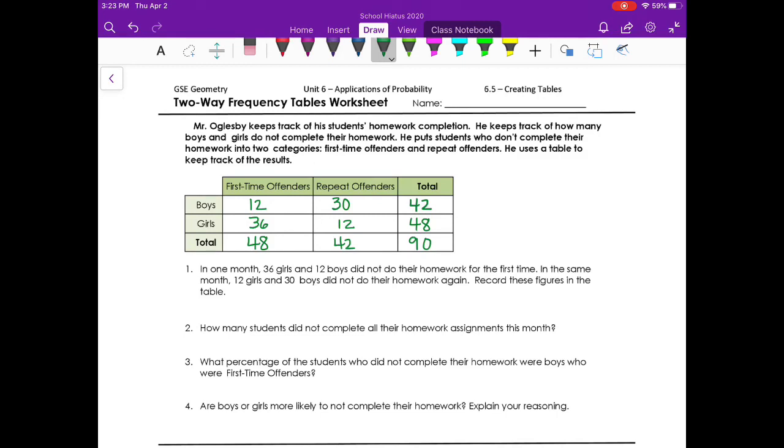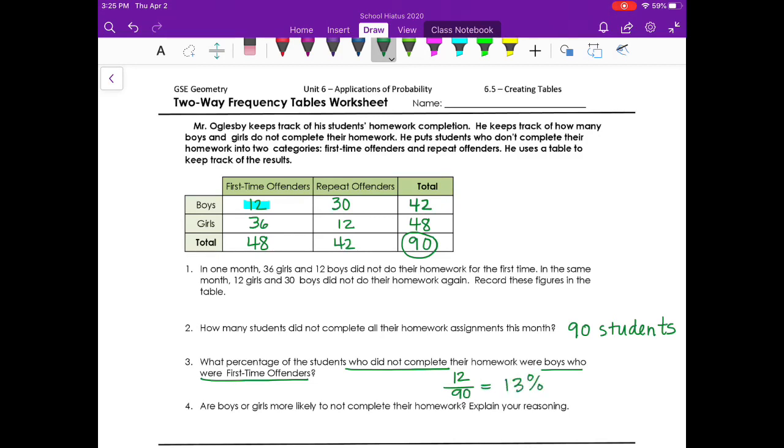So for number 2, how many students did not complete all their homework assignments this month? That would be the total number of students, which is 90. What percentage of students who did not complete their homework were boys who were first-time offenders? So all of the students in the table did not complete their homework, so the denominator of our proportion will be 90. And then we will identify the number of boys who were first-time offenders, which is 12. We'll calculate the percentage by dividing 12 by 90 to get 13%.